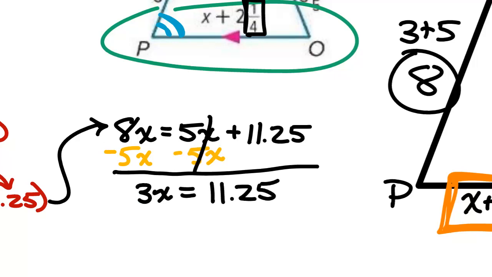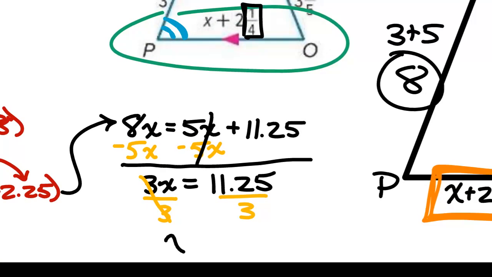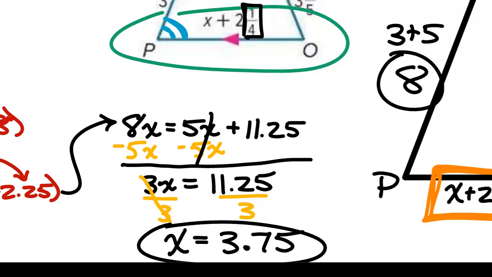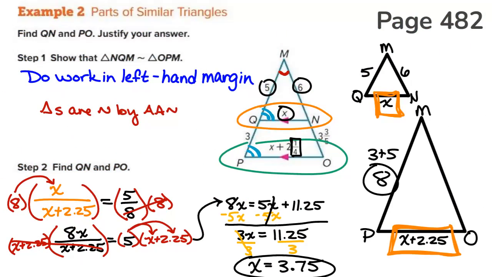What is 11.25 divided by 3? 3 point what? 75. The question asked me to find QN and PO. We found QN. To find PO, we would add 2.25 to that.